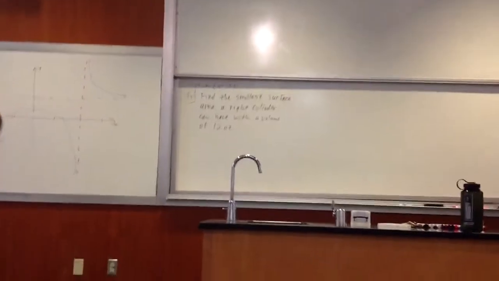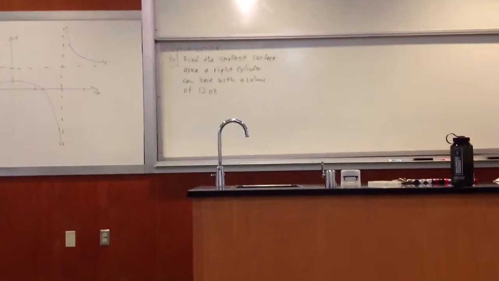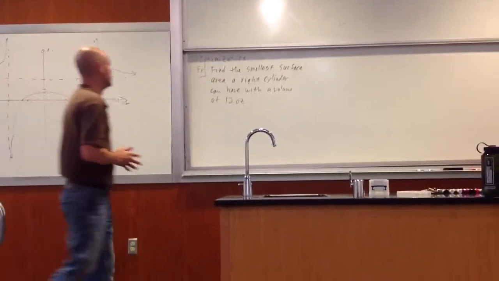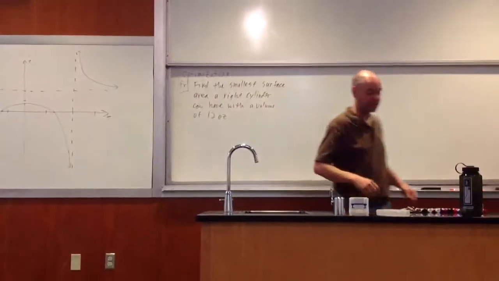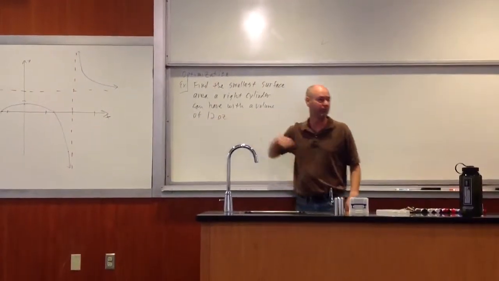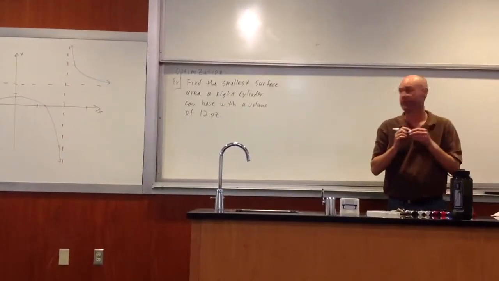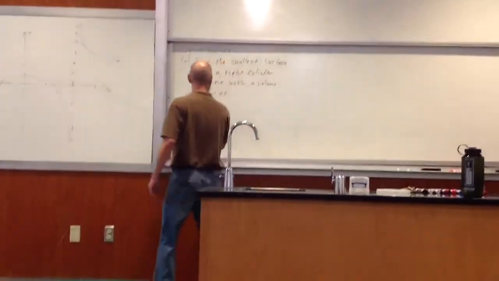So if I can minimize the surface area, that saves me a little bit of money on material, aluminum or tin or whatever it is that I'm trying to use. So I want to know what is the least amount of material I need to use to have a constant volume of 12. Do you understand the problem? Draw a picture. Draw a picture.